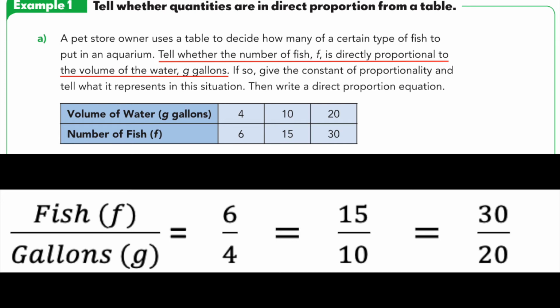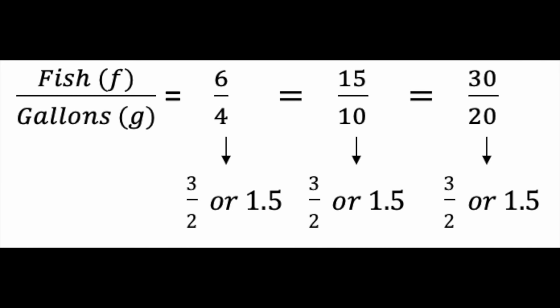To determine whether this table shows a direct proportion, we are now going to divide our y value f by our x value g. If we end up getting a constant, then it shows us a direct proportion. Pause your video and give it a try. And when you divide each y value by its corresponding x value, you end up with 3/2 or 1 5/10. Because you end up with the same quotient for each corresponding y and x value, this does show a direct proportion.